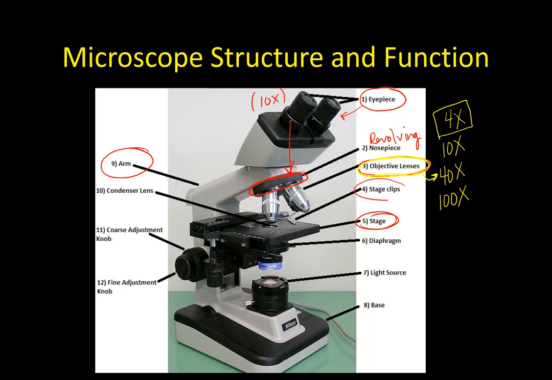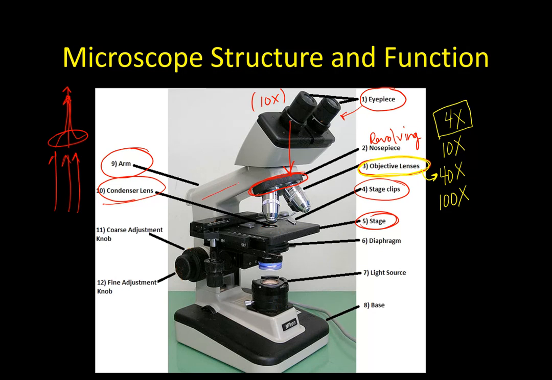So we've got the stage clips, the stage knobs. In the center here, you've got something called the condenser lens. So you've got this piece of glass, and as light comes up from the bottom, it actually focuses the light so that it condenses it, it compresses it, so that you're getting one solid beam going through your specimen. That's what the condenser's job is.